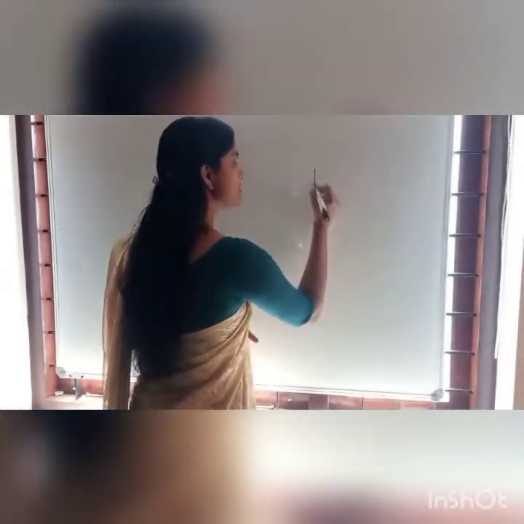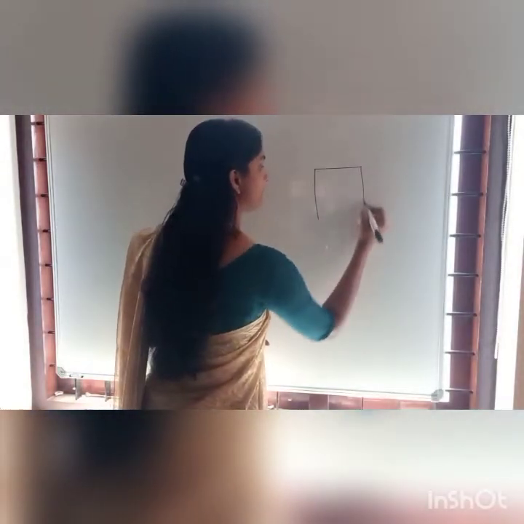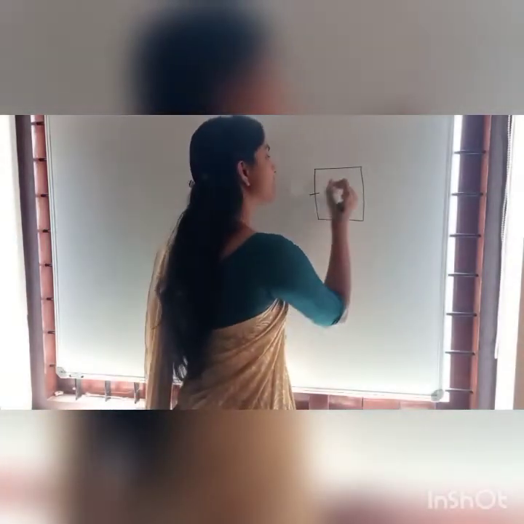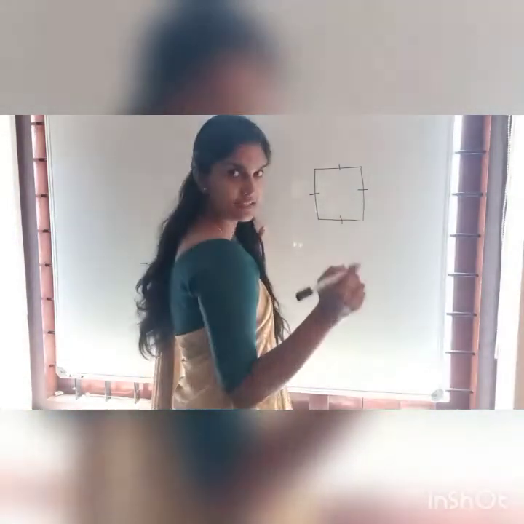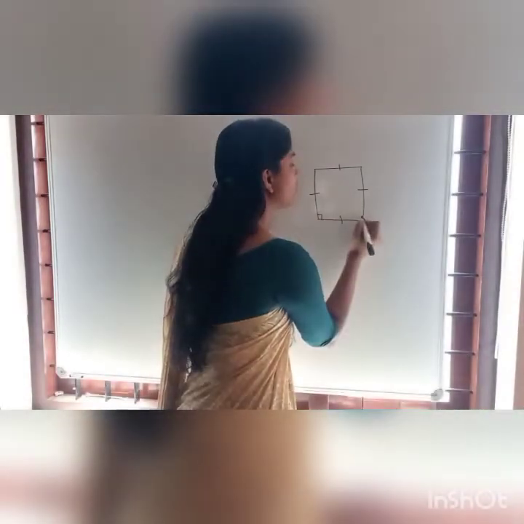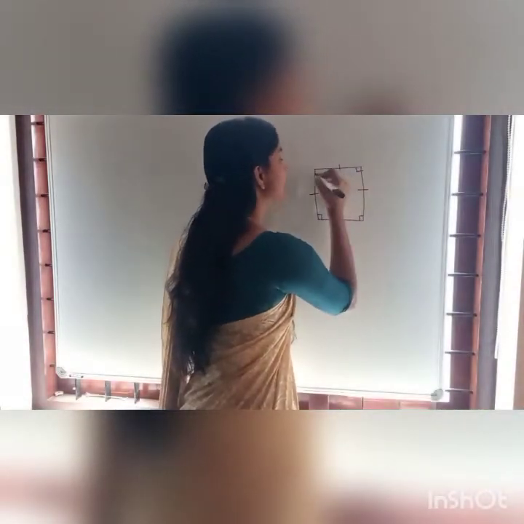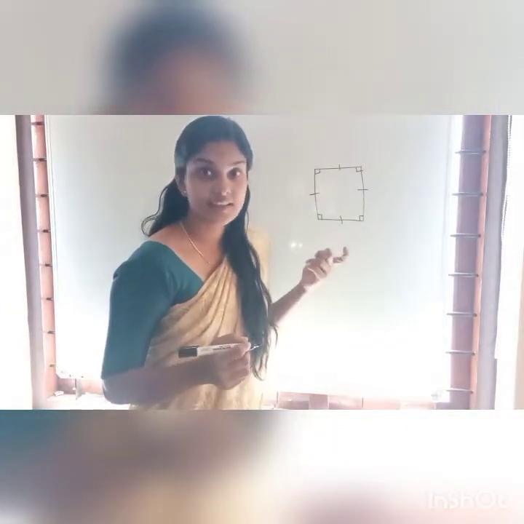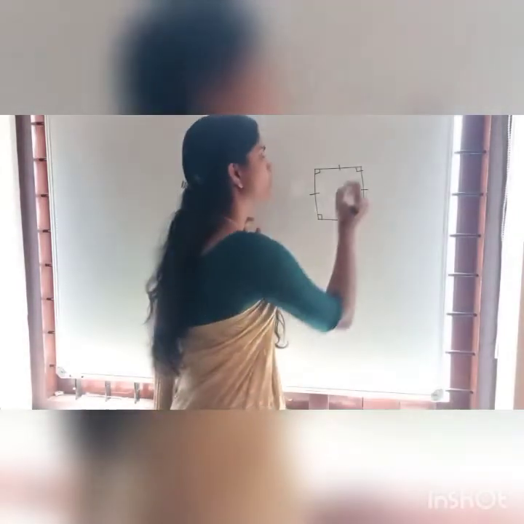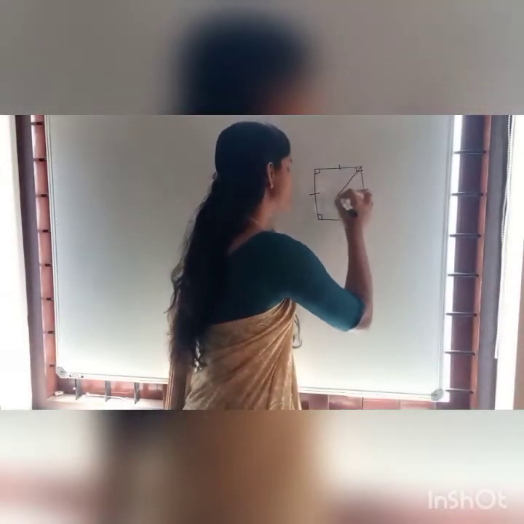Yes, if this is a square, then all the four sides of the square will be of equal length, right? And what about the angles of the square? All the angles will be of 90 degrees. Good.